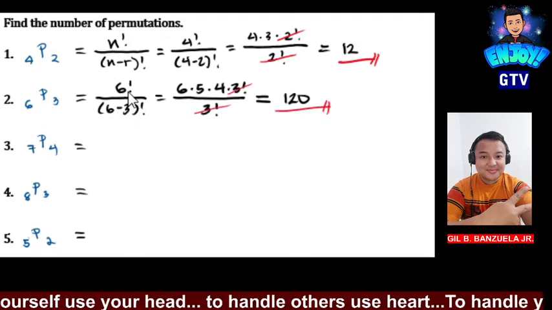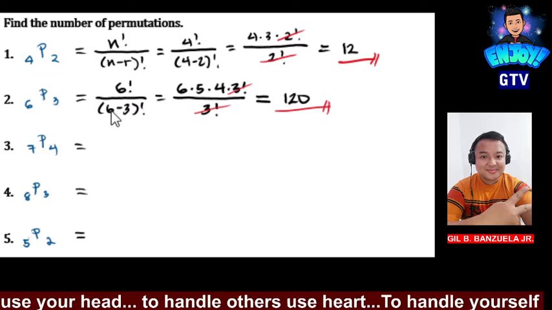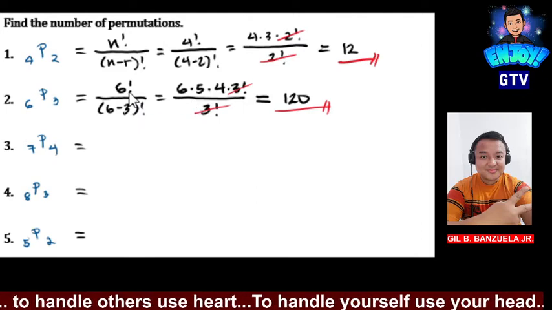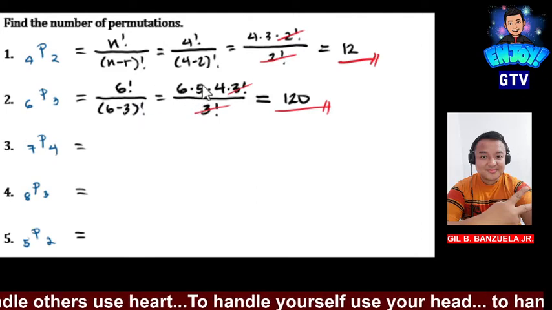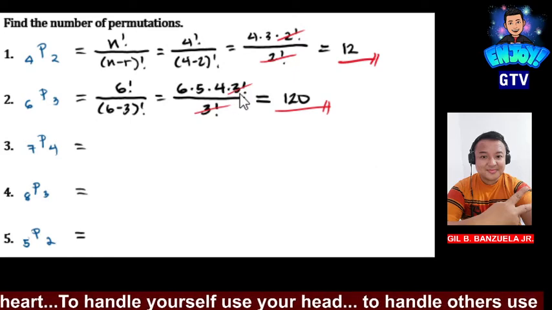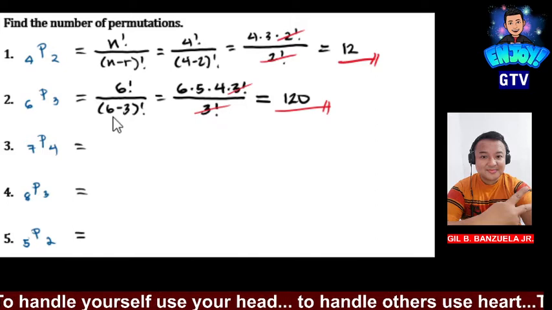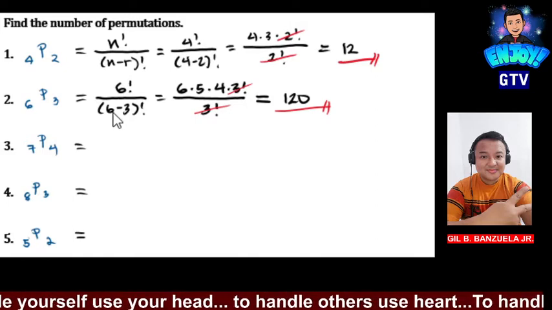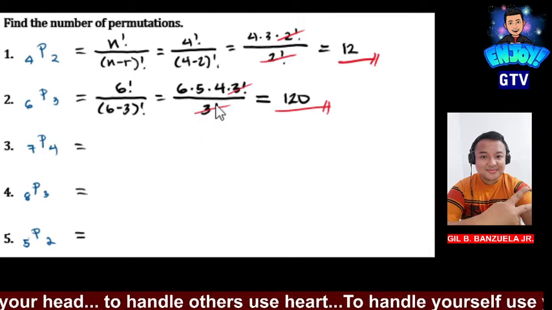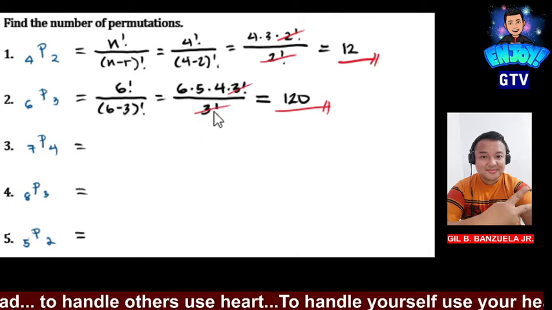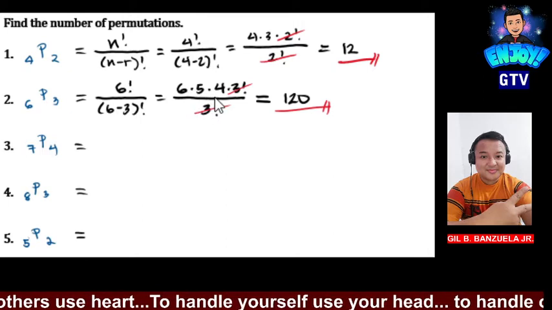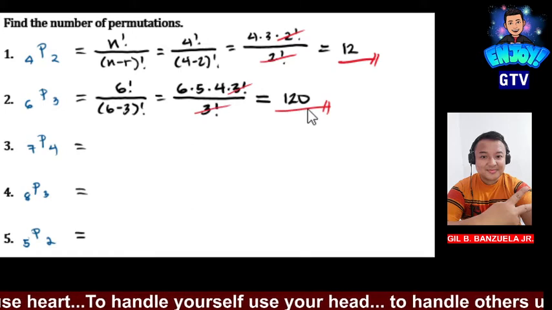That's why we arrive at 6 factorial divided by n minus r, which is 6 minus 3 factorial. Then expanding 6 factorial into 6 times 5 times 4 times 3 factorial. We end up with 3 factorial because the denominator dictates us to do so, because 6 minus 3 is equal to 3 factorial, wherein we can cancel both 3 factorial on numerator and denominator, which leaves us 6 times 5 times 4, which is equivalent to 120.